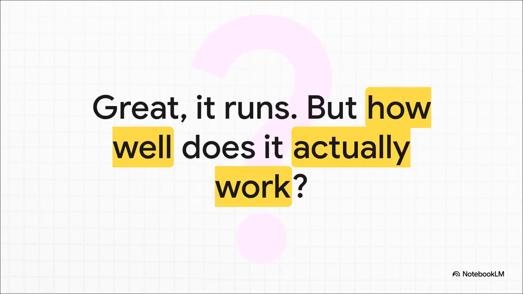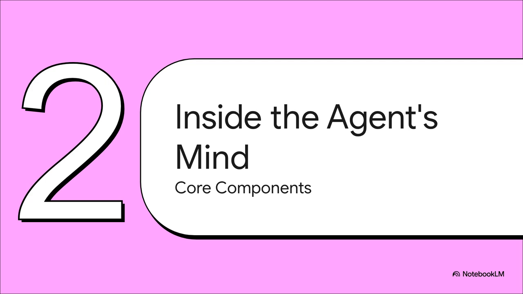Okay, so we've built a prototype, it runs, it doesn't crash. Awesome. But that is just the beginning, isn't it? The most critical question we have to ask now is this one: does it actually do the job correctly and reliably, every single time? And that question right there, that's what pivots us from just building something to engineering something that's actually trustworthy. To even begin to answer that, we've got to look under the hood. So let's take a peek inside the agent's mind and break down the core components that really make it tick.